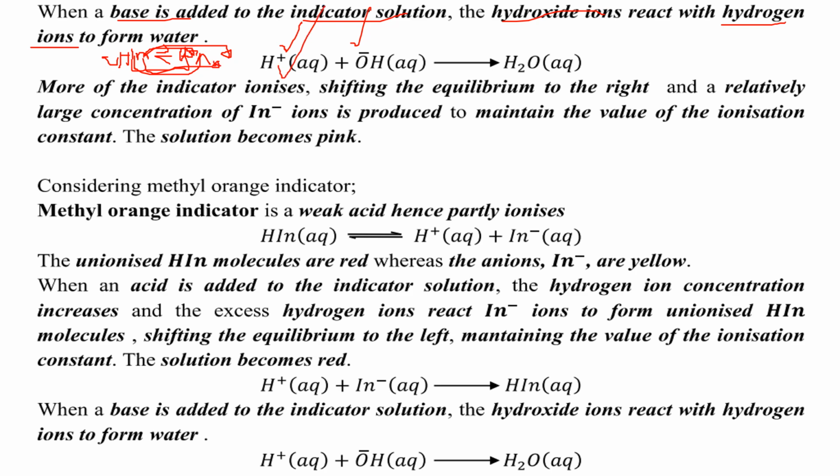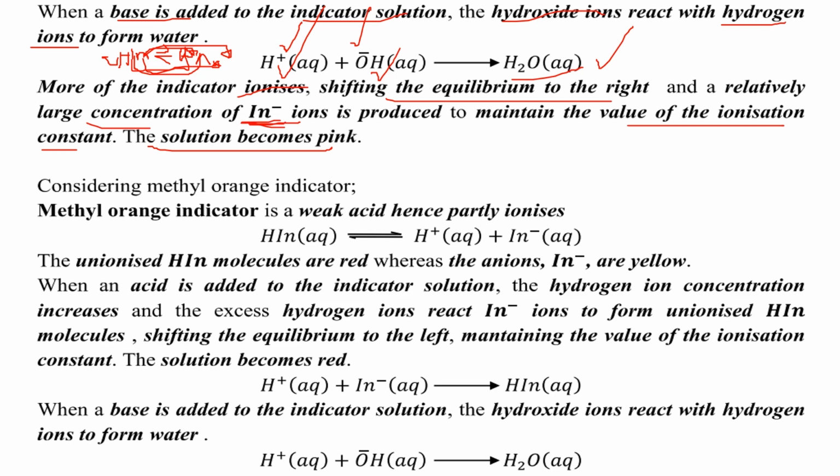So hydrogen ions, which are present from the partial ionization of our indicator, react with the hydroxyl ions, which are from our base, forming water, everything in aqueous. Now we are saying that here, more of the indicator ionizes, just like I've explained, shifting equilibrium to the right, and therefore a relatively large concentration of In- ions is going to be produced, maintaining the value of the ionization constant, Kc or Ka, constant, and the solution becomes pink because we're having excess of In- ions in solution.